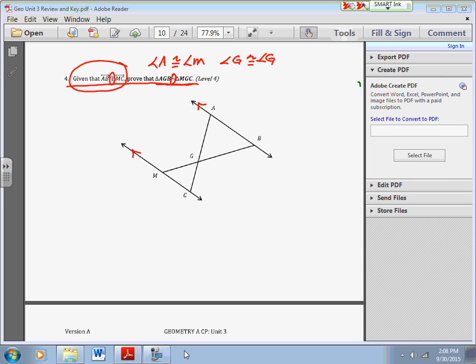Does everybody agree angle G is equal to itself because those are vertical angles? So you would have to state that. Those are vertical angles. Why is angle A congruent to angle M? And angle A is right here. Corresponding interior angle. Now, those are two different types. It's just A and M.